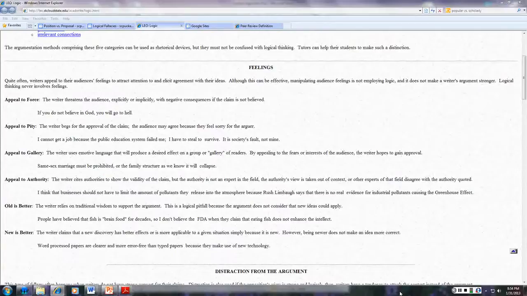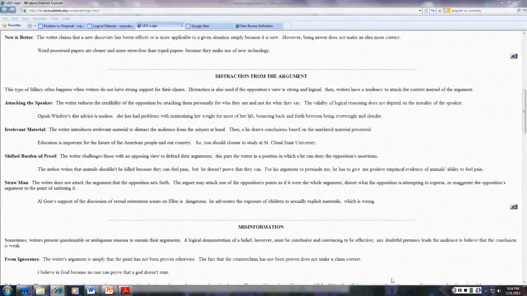Logical fallacies may appeal to feelings. They may appeal to force, pity, an effect on a group of people, an appeal to authority that is not an expert in the field, an appeal to tradition, or an appeal to change just for the sake of change. There are appeals that distract us from the argument when we attack the speaker, when we use irrelevant material, the red herring, or when we shift the burden of truth so that the writer is in a position in which he or she can deny the opposition's assertions. It challenges those with an opposing view to defend their argument. A straw man is when we set up something that we can knock down very easily, when we don't give all the facts.